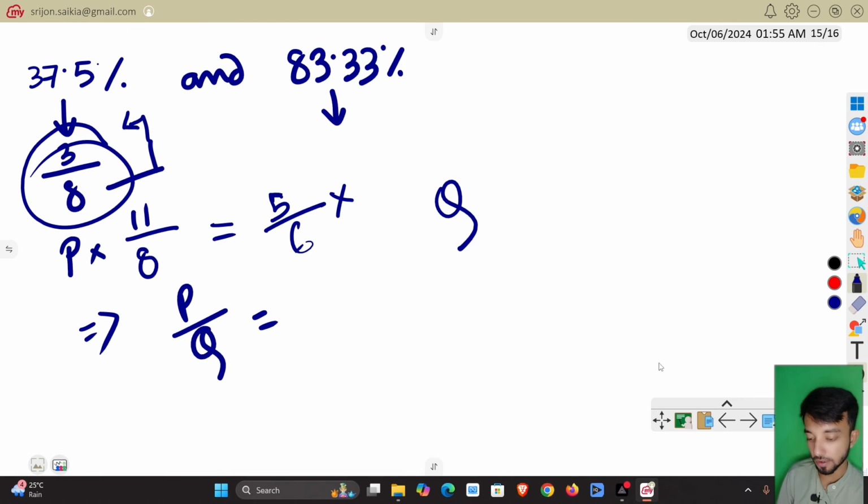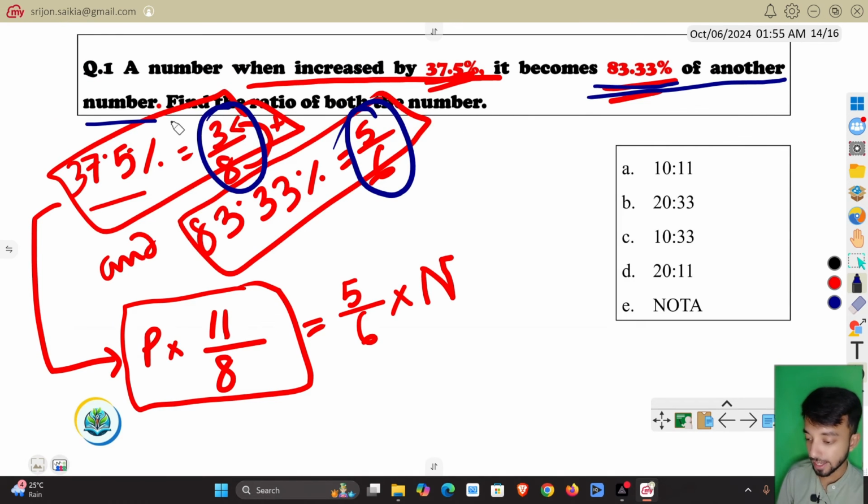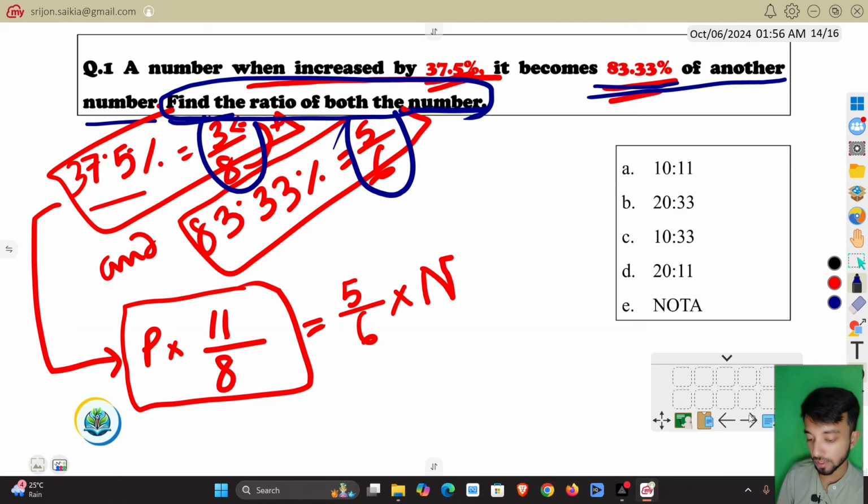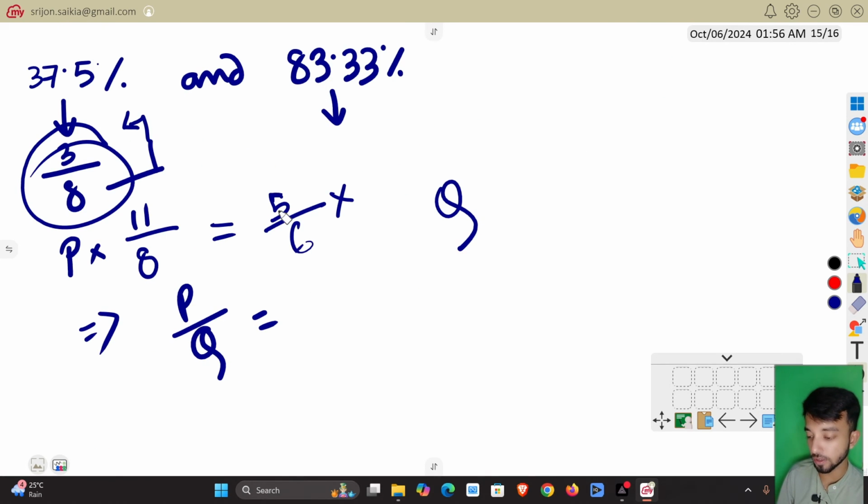They're asking the ratios, right? What they're asking in the question: find the ratio of both the numbers that we reached. We need to find the ratio of P by Q. Okay, P by Q will be 5/6 into 8/11.